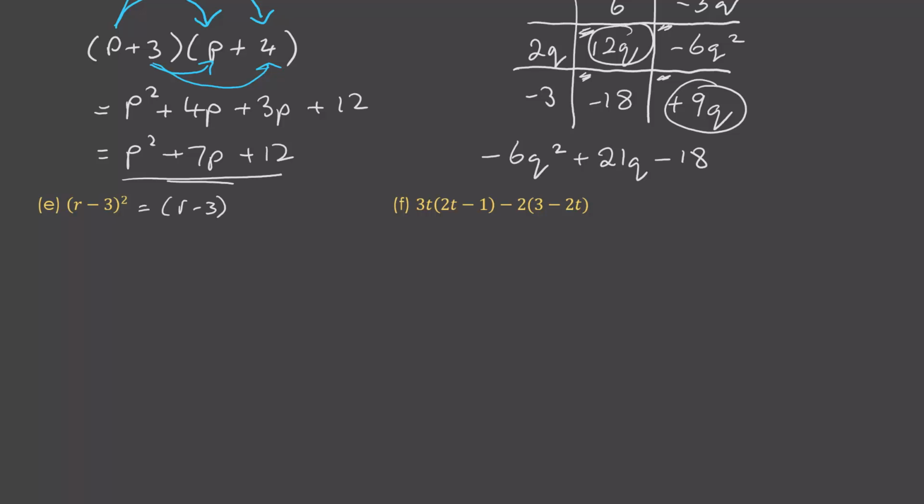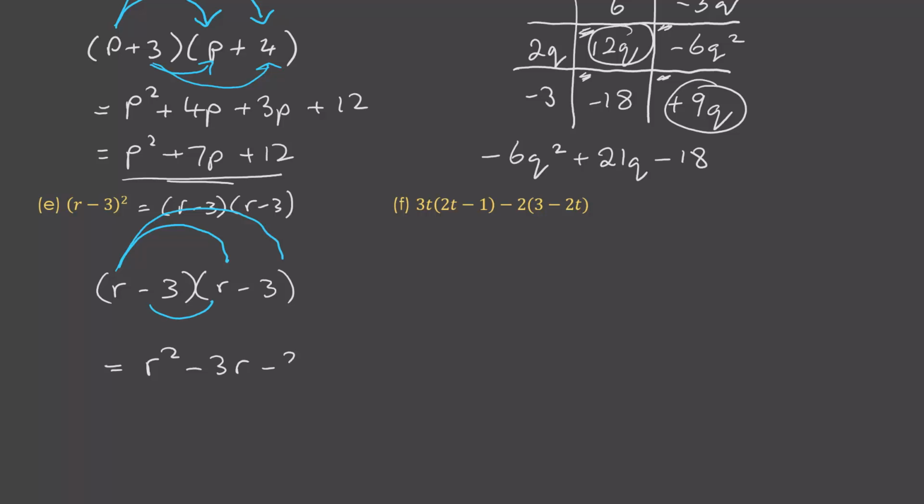So we've got r minus 3, r minus 3, which is what r minus 3 all squared means. So r minus 3, r minus 3. We get r squared, minus 3r, minus another 3r. And finally, negative 3 times negative 3 is positive 9. So I've got r squared minus 6r plus 9.